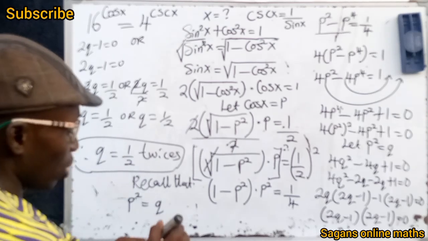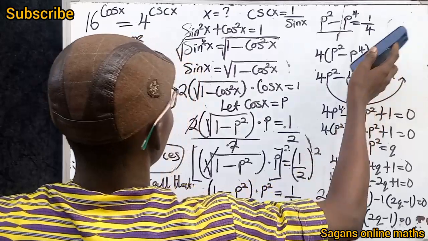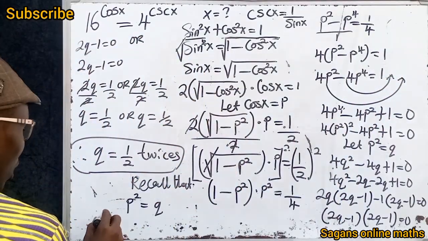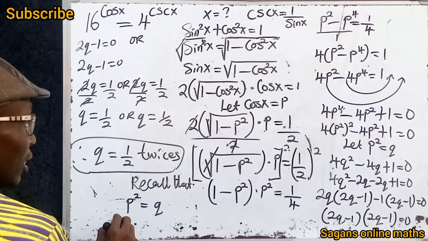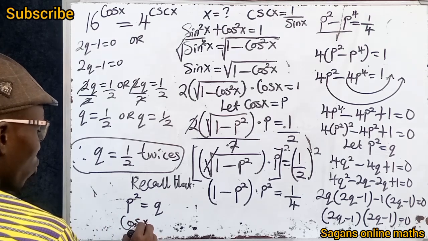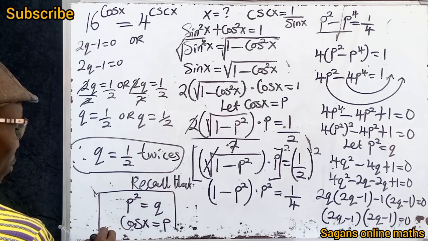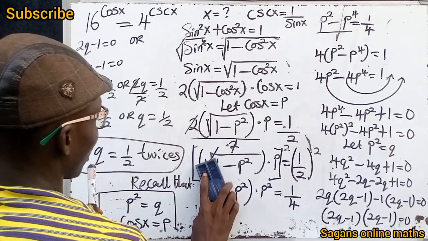So let me remove this from here. Note again that cos x is equal to p. These are the key things we are going to work on. Just remember all this, they are very important. So I can remove this from here.